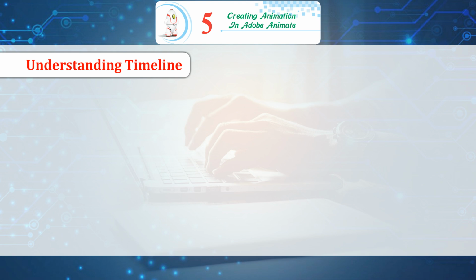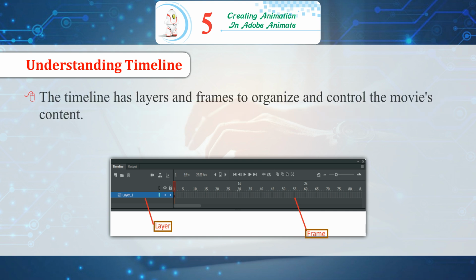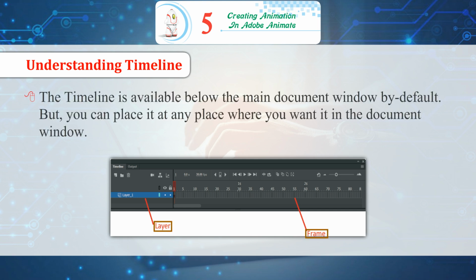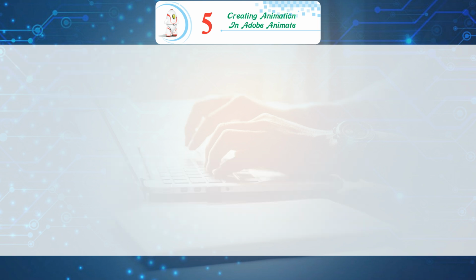Understanding timeline. As you have learned in previous class, the timeline is used to organize and control the movie's content by specifying when each object appears on the stage. The timeline has layers and frames to organize and control the movie's content. The timeline is available below the main document window by default, but you can place it at any place where you want it in the document window. Drag the title bar of the timeline in order to move it from one place to another.